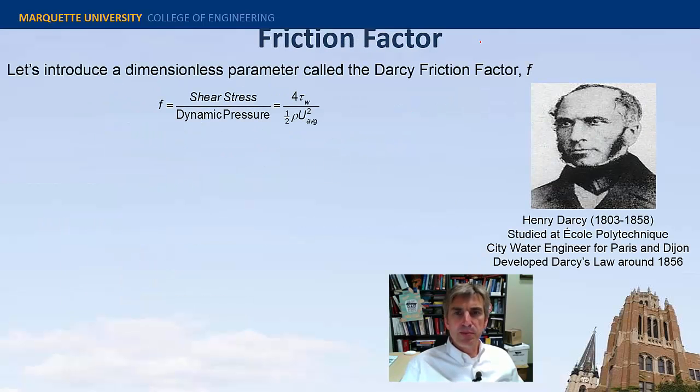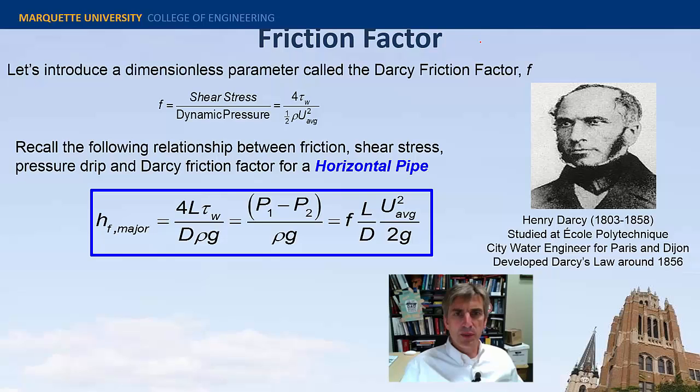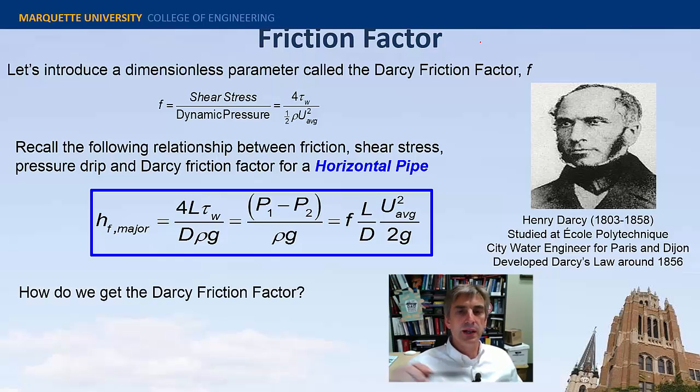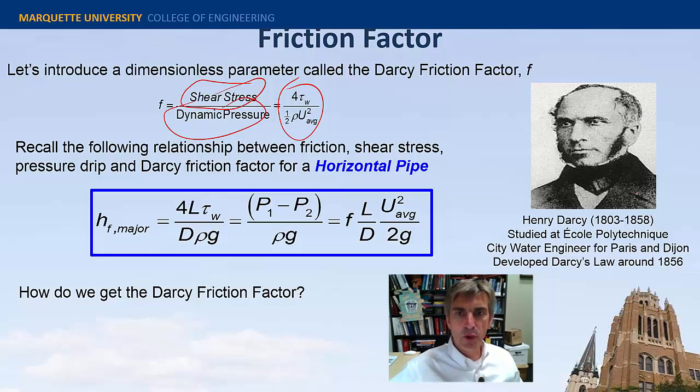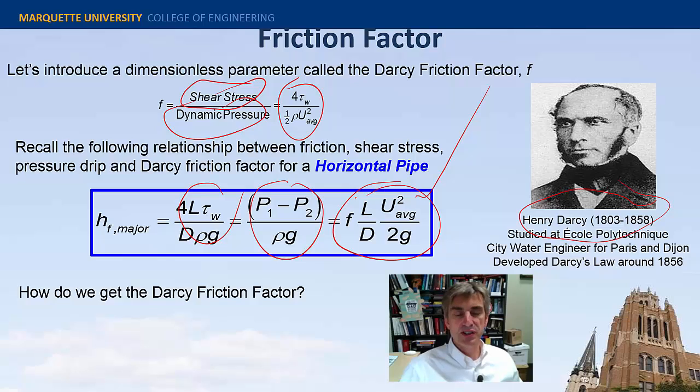All right, so in the previous lecture where we talked about momentum, we derived this expression for the dimensionless shear stress over the dynamic pressure, which is 4 times the shear stress at the wall divided by the dynamic pressure, first formulated by Henry Darcy. So Mr. Darcy got that factor named after him. And we derived this set of relationships that relates the friction to the pressure loss and then to the dimensionless expression for shear stress. How do we get this Darcy friction factor?